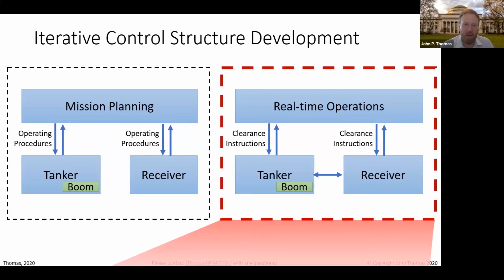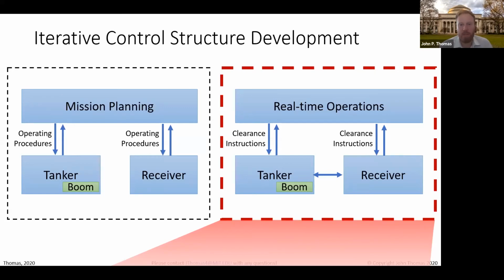Let's take that guy on the right-hand side and zoom in there. There are some interesting interactions between the tanker and the receiver. You might think, hey, can we have centralized control of this thing? It turns out that's not really practical. Those two aircraft are going to be right next to each other.